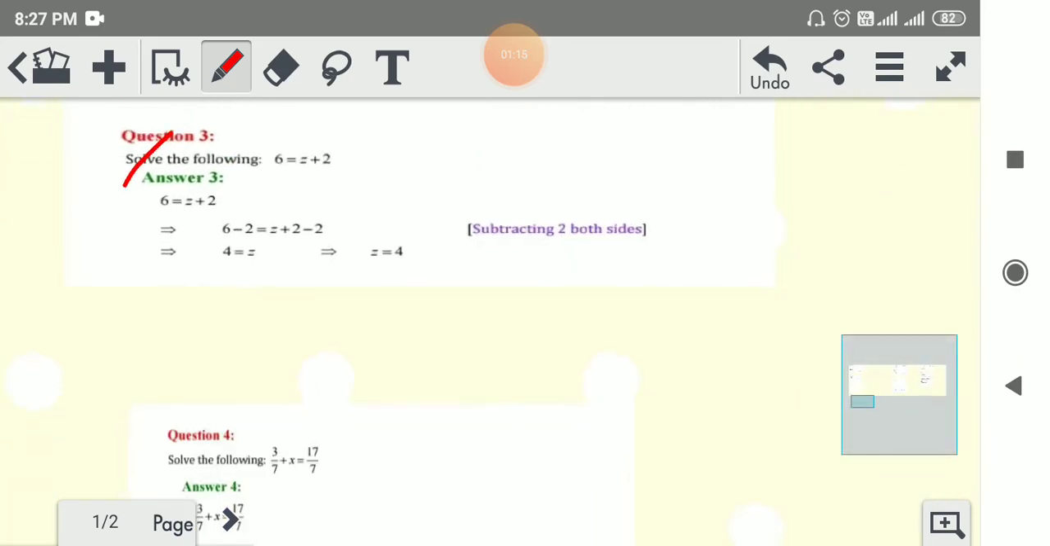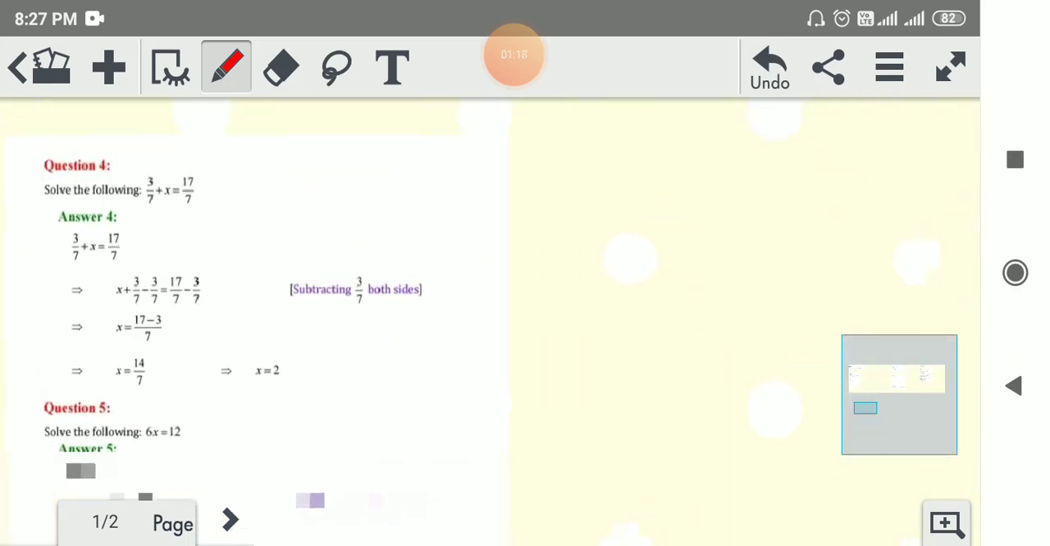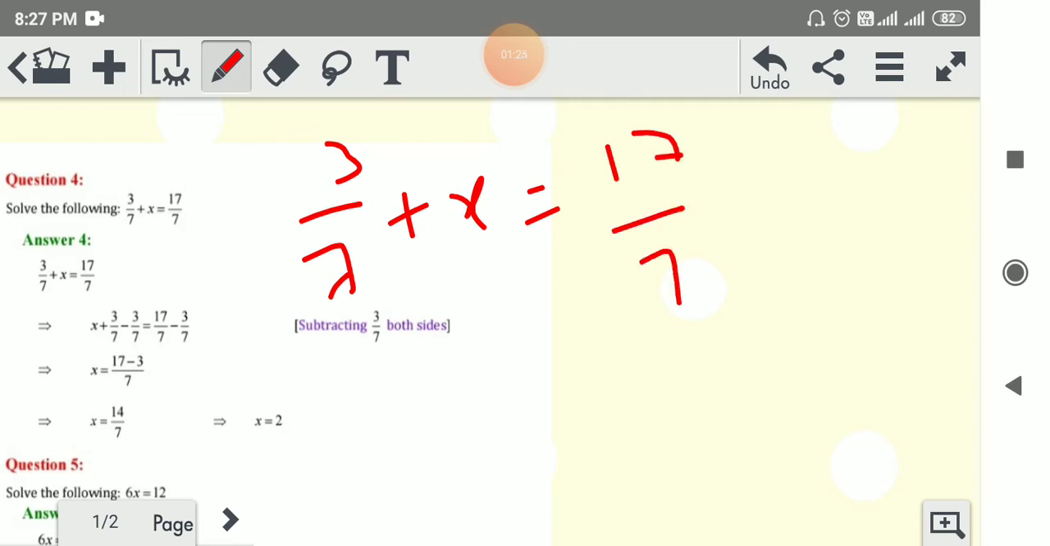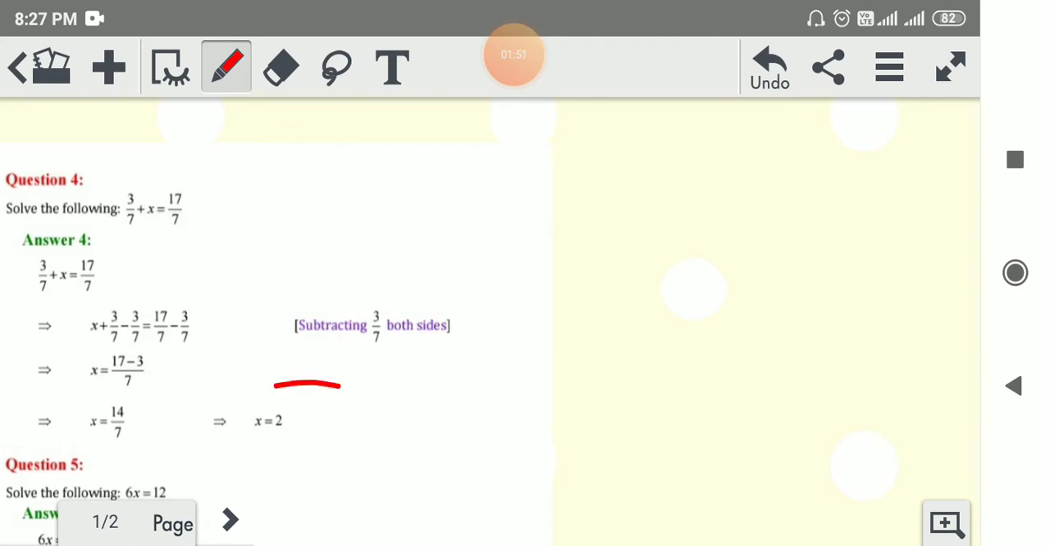Okay. Now question number 4 is find the value of x. So 3 upon 7 plus x is equal to 17 upon 7. Here subtracting 3 upon 7 from both sides. Now these are cancelled. We get 17 upon 7 minus 3 upon 7, taking LCM. So we get the answer 14 upon 7, and 14 upon 7 is equal to 2.